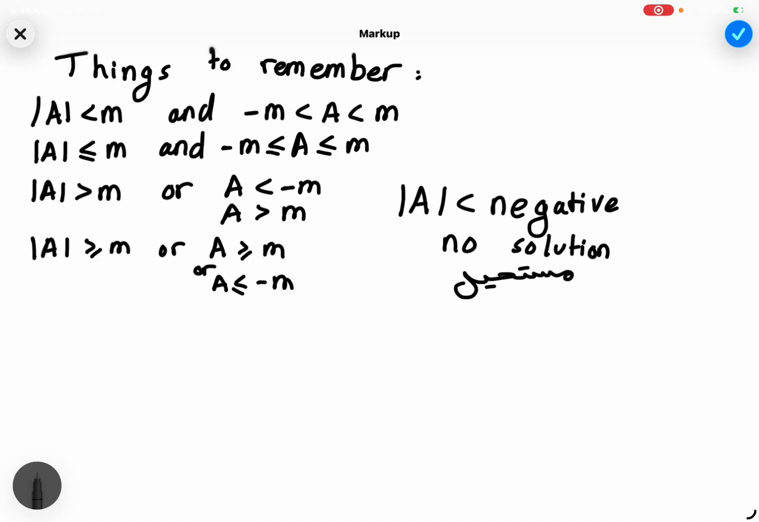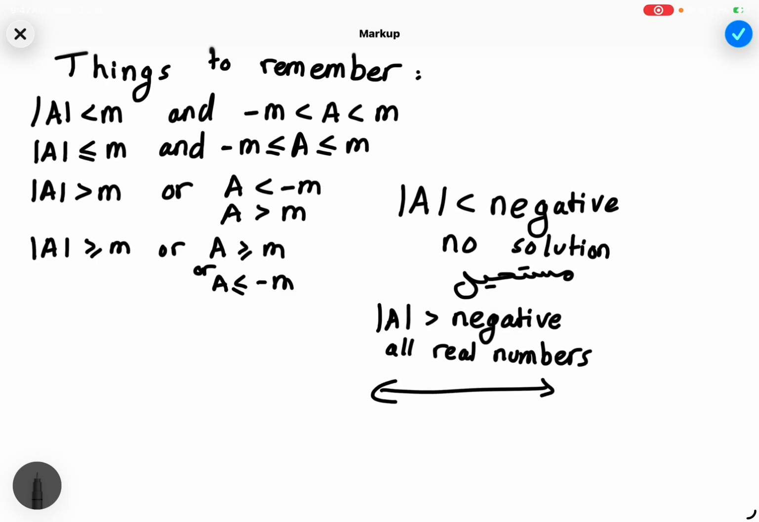Okay, but when the absolute value of A is greater than a negative number, the answer is all real numbers. And on a number line, it looks like this. It's just everything, because the absolute value of anything always gives something greater than a negative number, because that's just how it works.